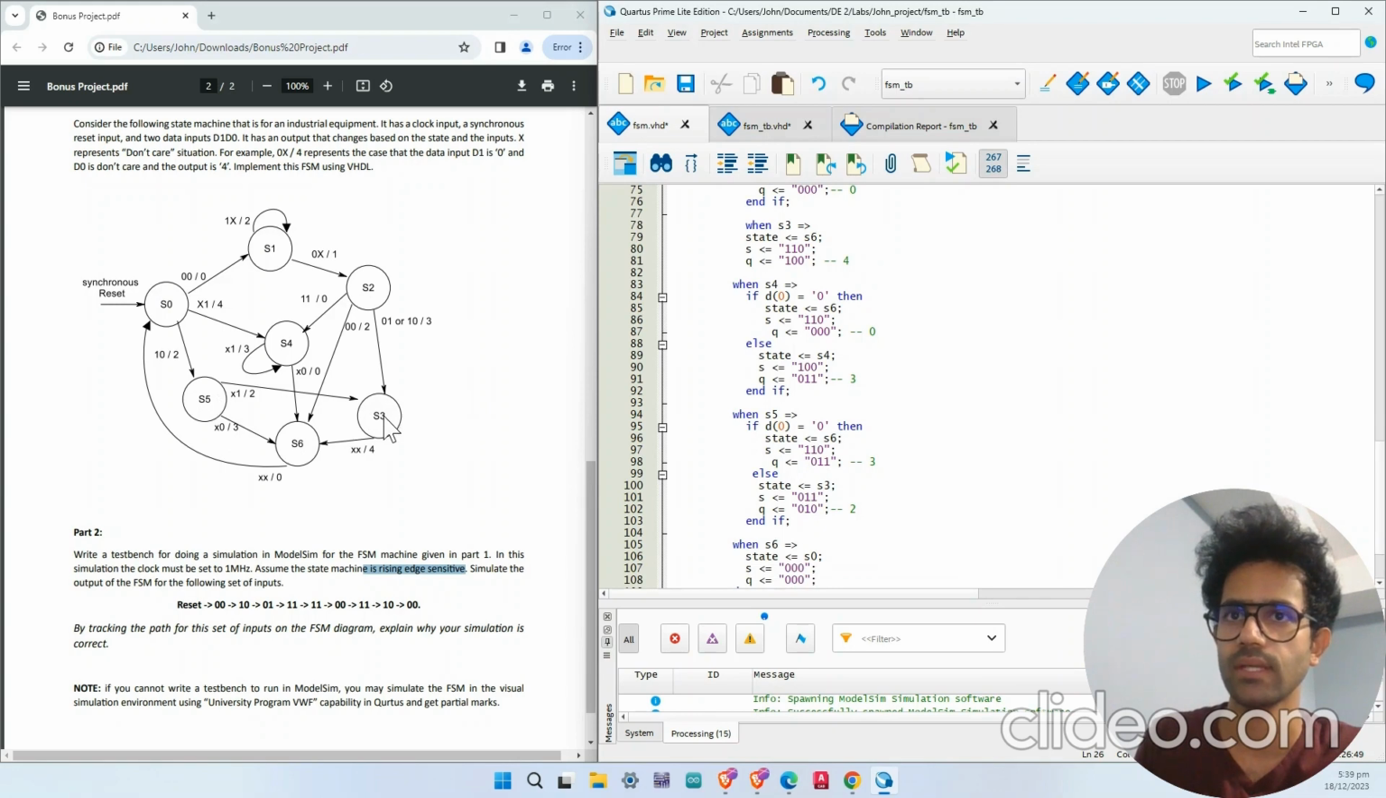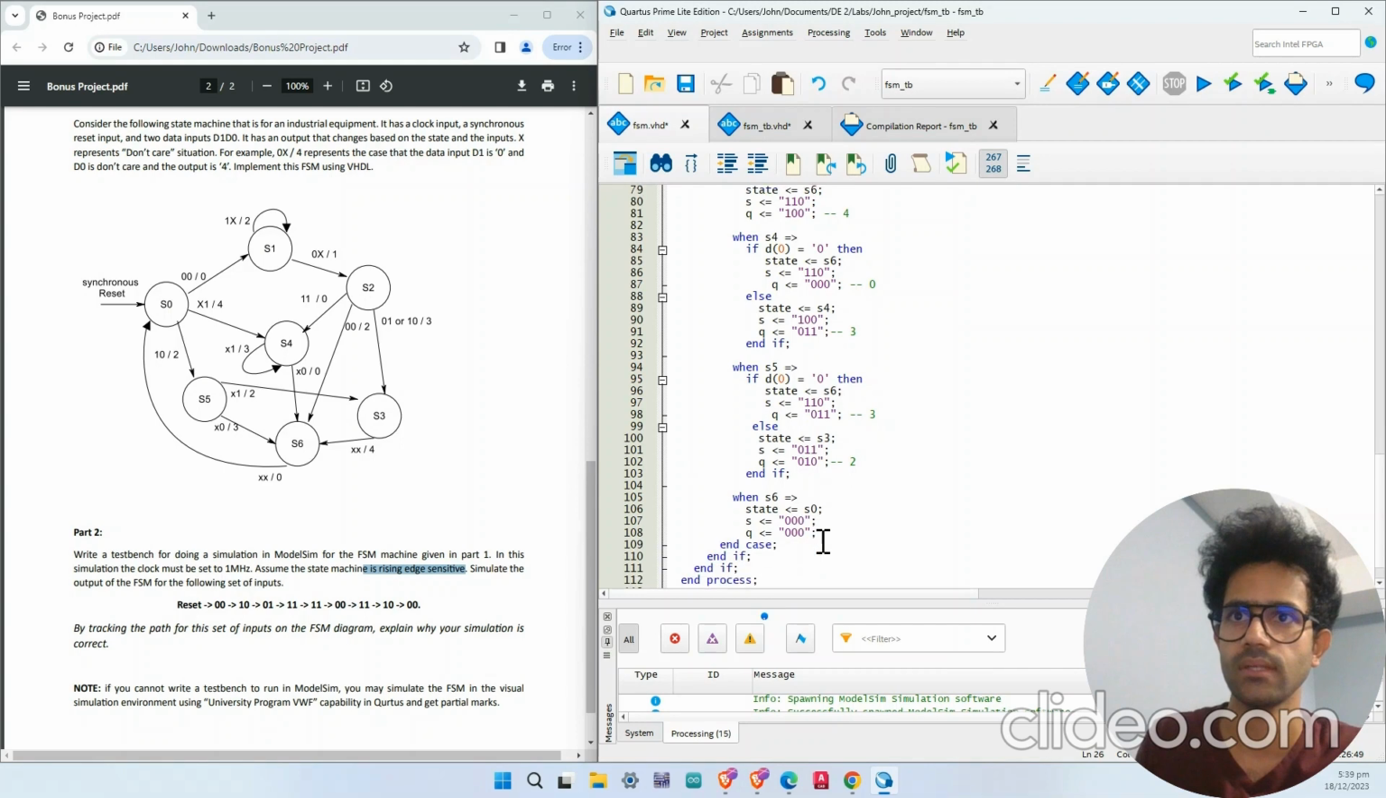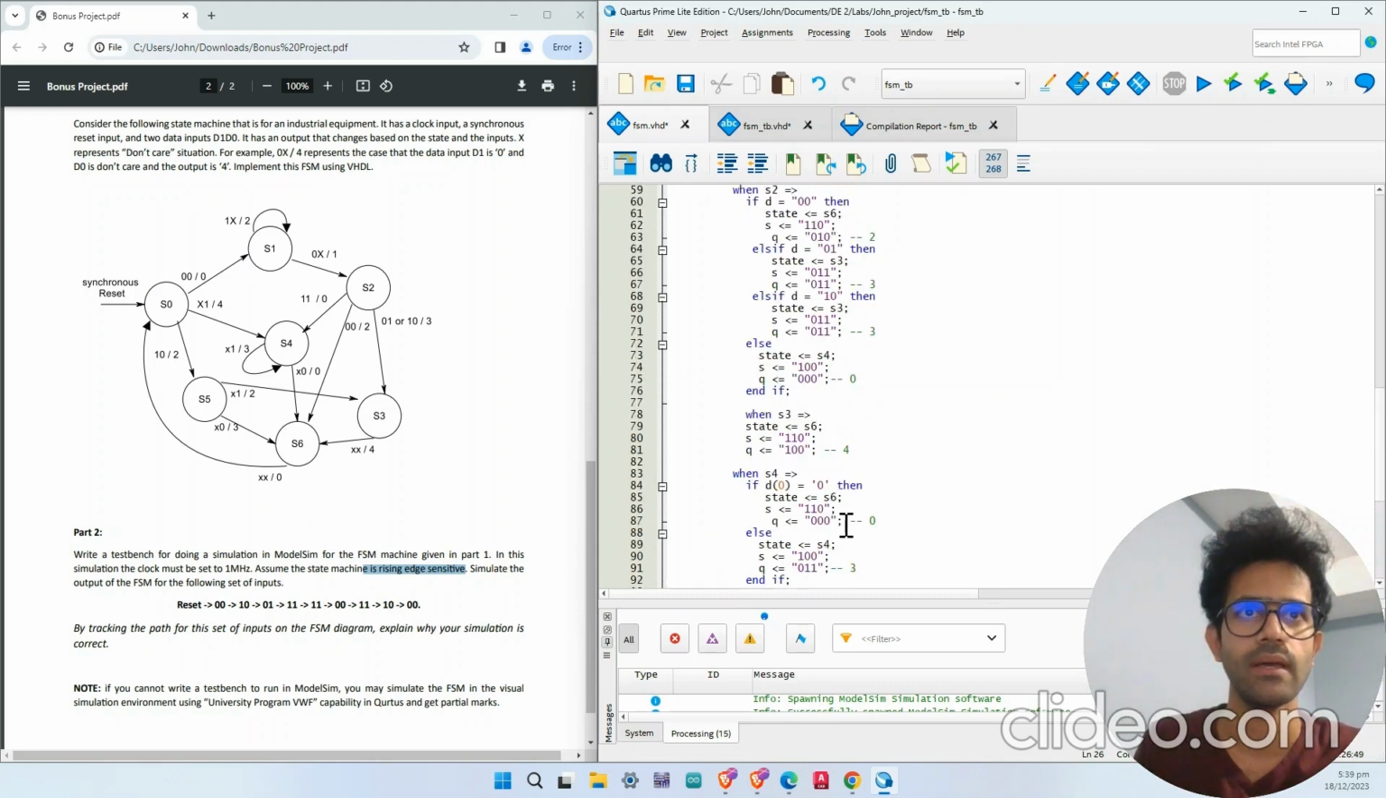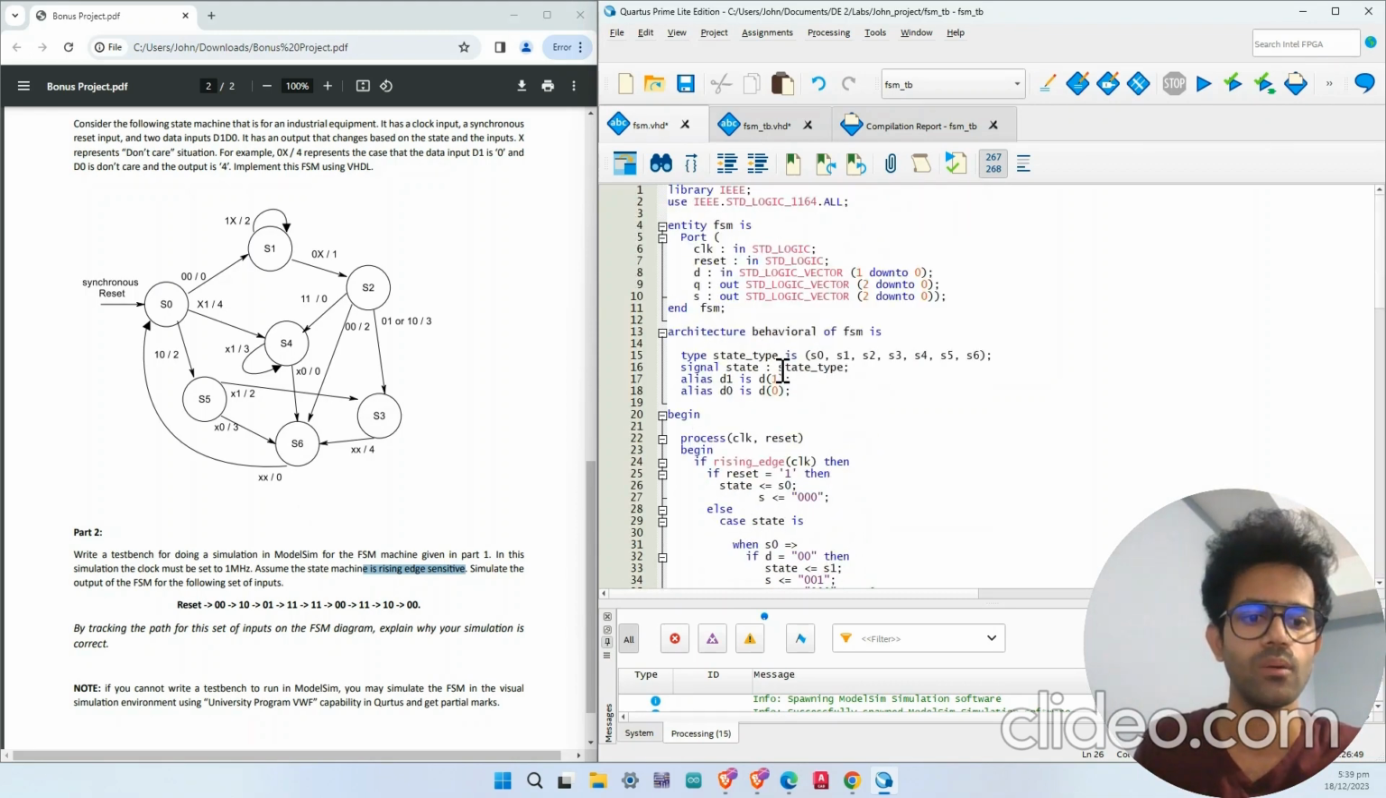Else, we go to state 3 with the output of 2. That's it. And in the final state S6, it doesn't matter what the inputs are. We always go to state 0 with the output of 0. So that's the FSM code. And now let's check out the test bench written for this.